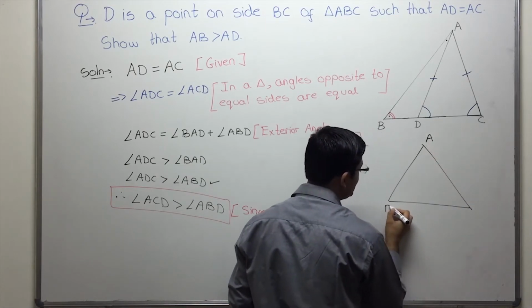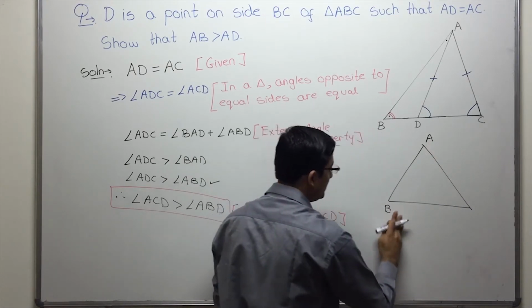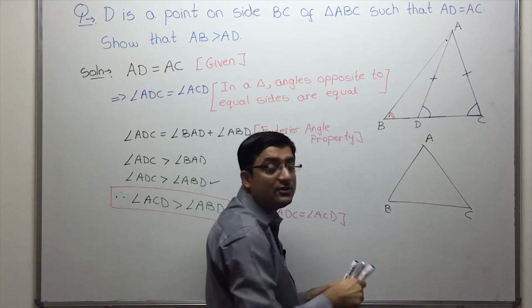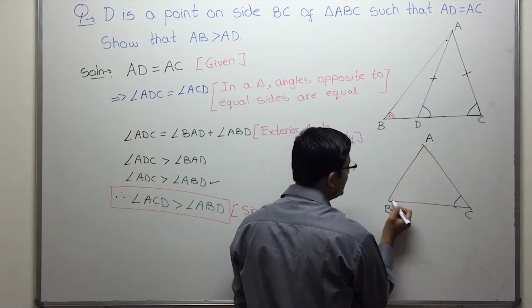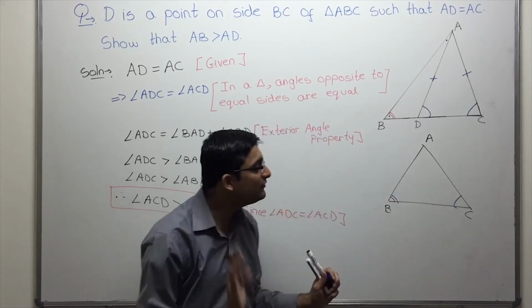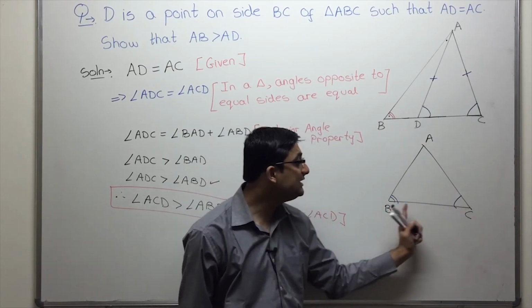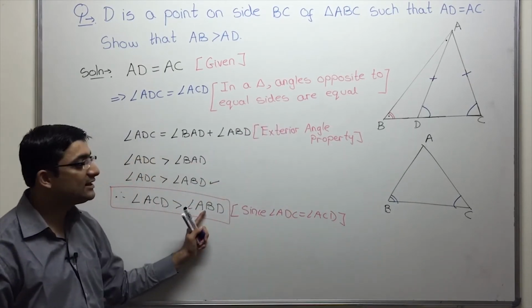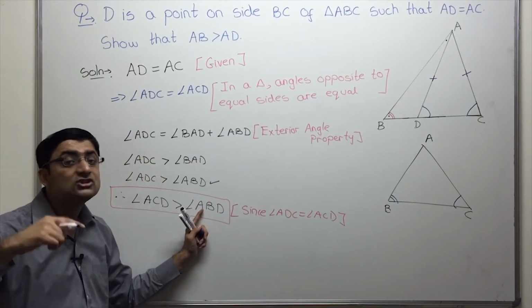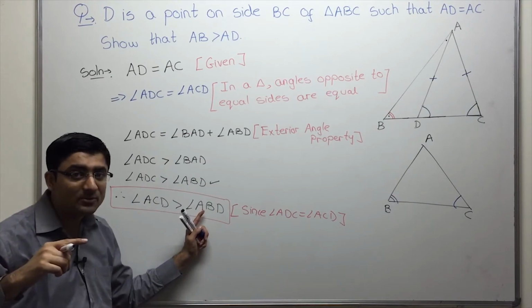See, this over here is triangle ABC. Sorry, B over here, C over here. What have we just shown? We have shown this angle over here is bigger than this angle over here. So we have shown angle C is bigger than angle B, right? That is, angle C is bigger than angle B. So that means side opposite to angle C will be bigger than side opposite to angle B.